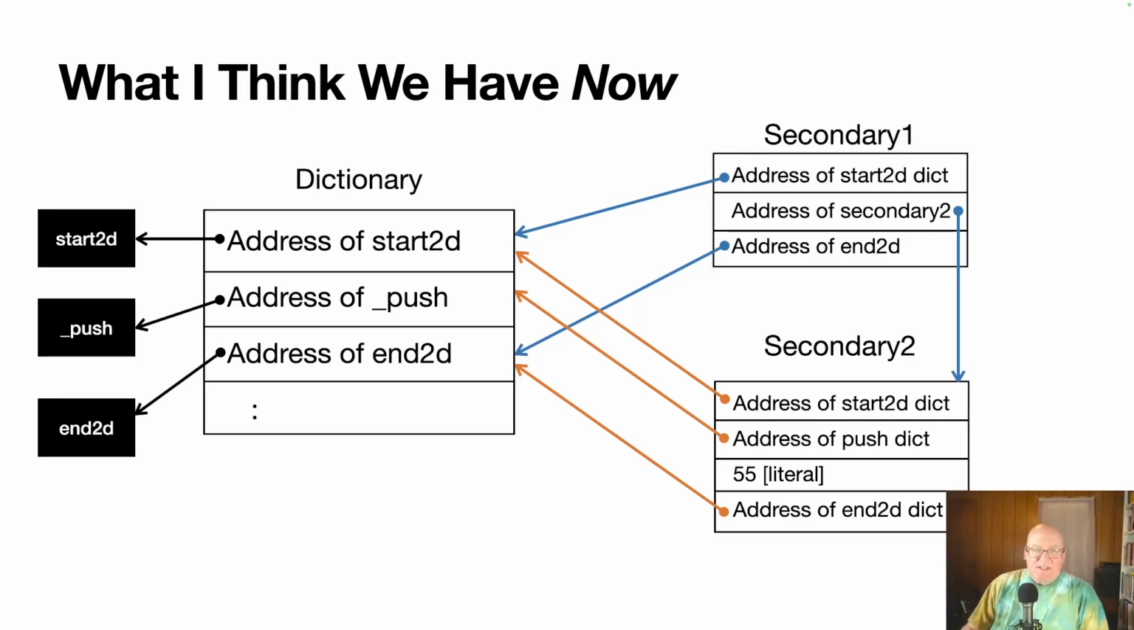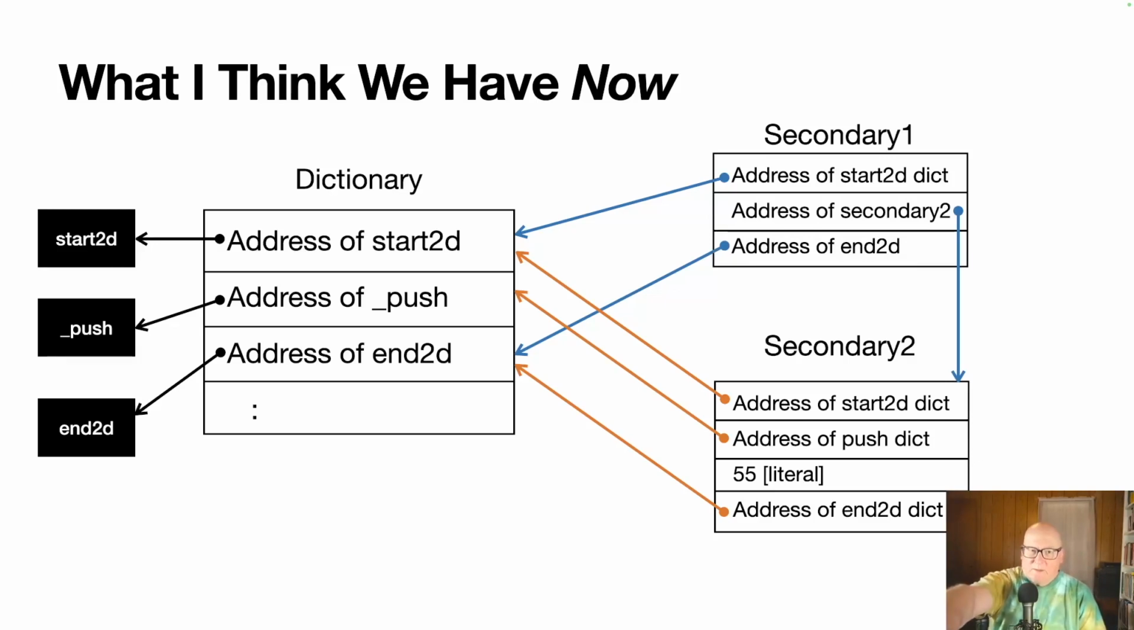So we have this dictionary structure, and it contains the address of assembly language routines. So start2d, push, and end2d are the three we're using in this test. Okay, and then those are what we call primaries. They're assembly language routines. Then we have secondaries, and the secondaries, the first word is going to point to start2d, and the rest of it is a list of addresses of other words, either primaries or secondaries. Okay, same thing for secondary 2.